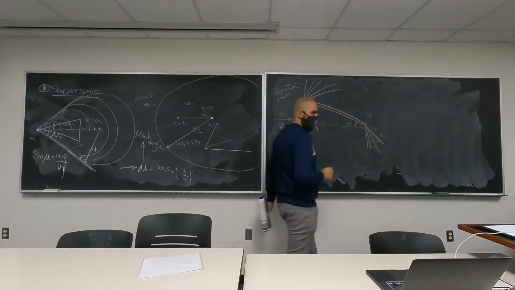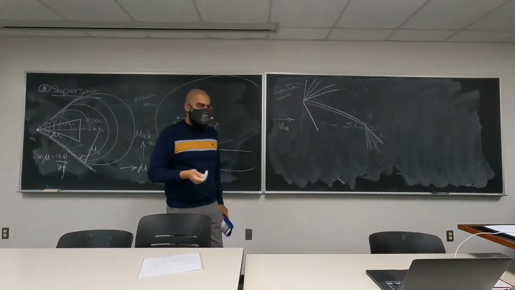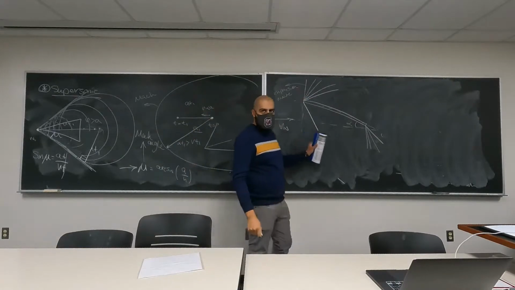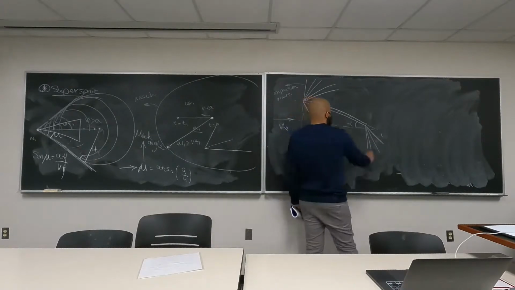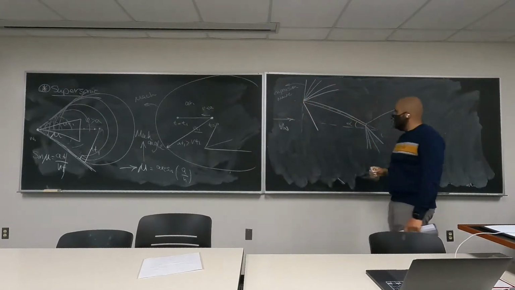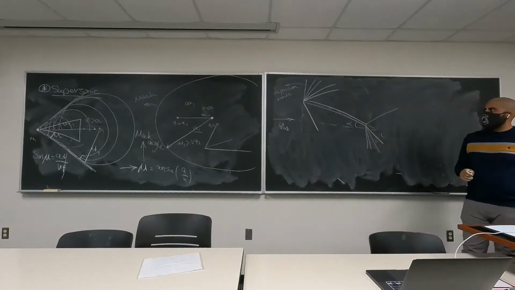Since a shock wave is the opposite of an expansion wave, when you start with a shock wave, you're going to end up with an expansion wave at the trailing edge. When you start with an expansion wave, you're going to end up with a shock wave at the end.